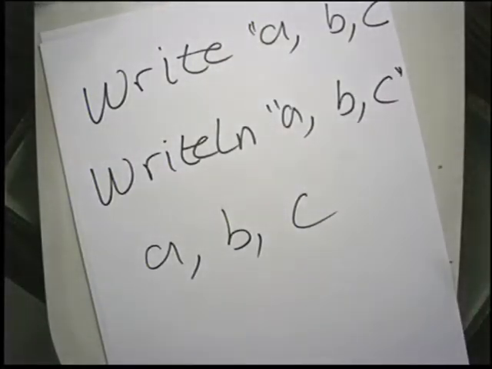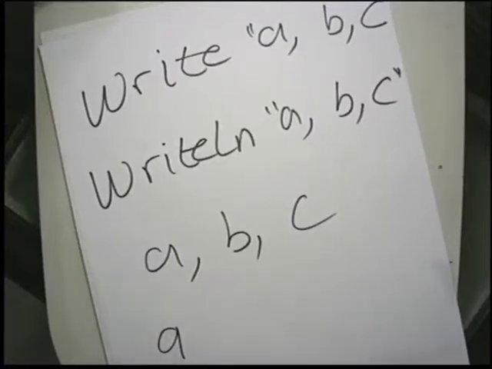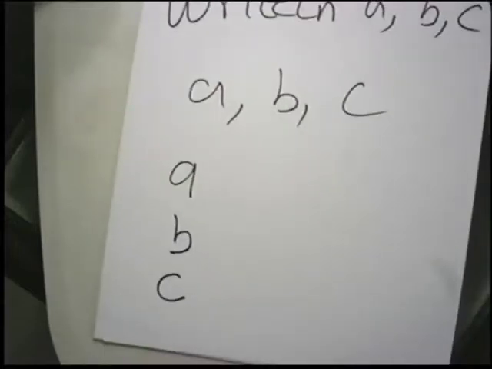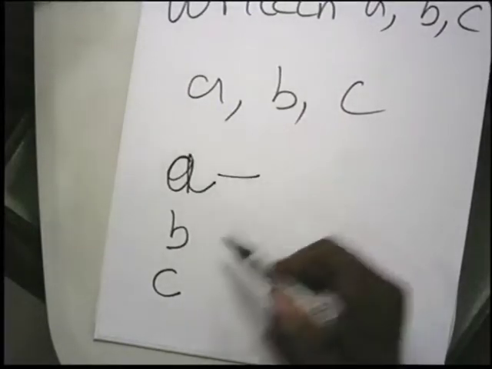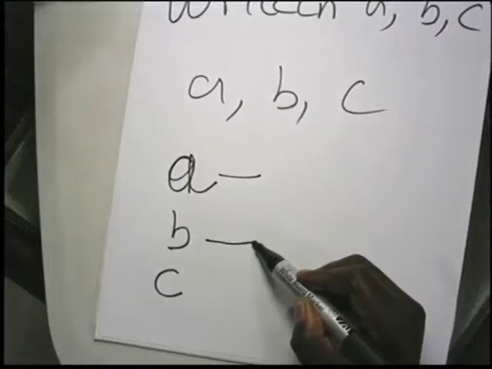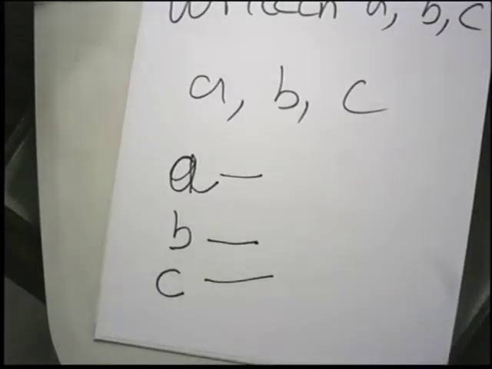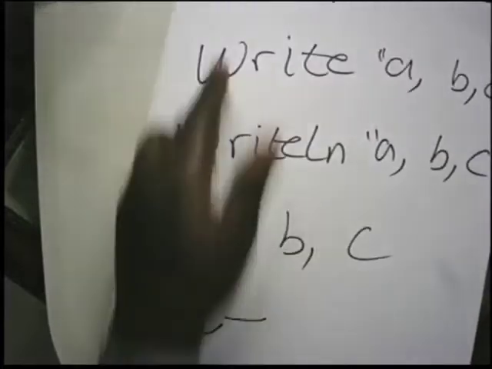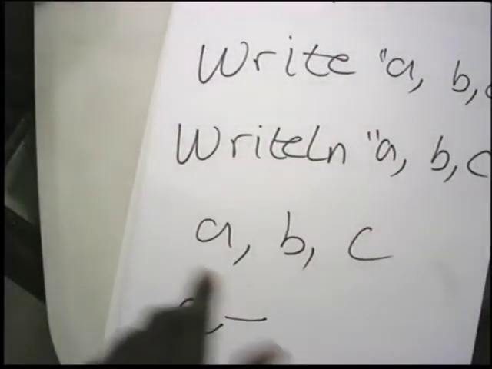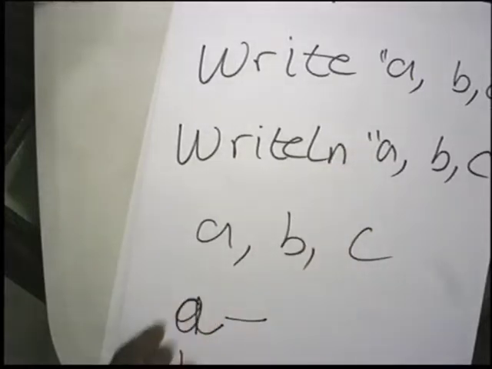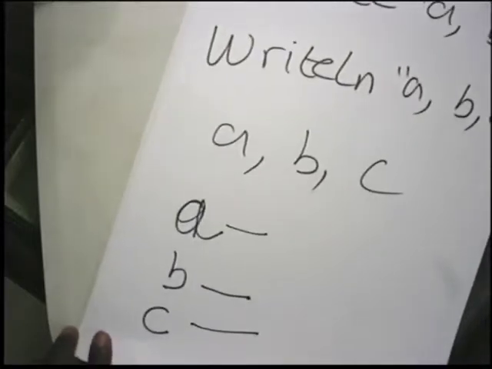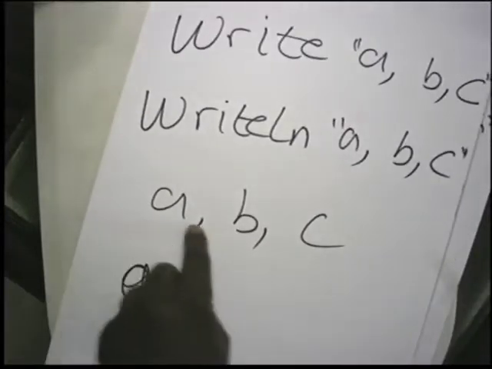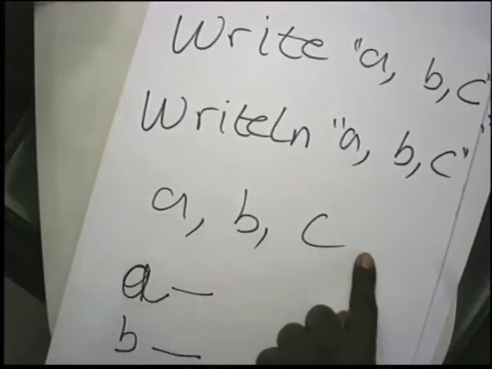But the second one, do you know what the computer is going to write? Write line is going to write like this, A, B, C, in a vertical way. Write line means after writing the first variable, the next variable should come to the next line. So the difference between write and write line is that write line will write your variables in a vertical manner, as you can see, while write will write your variables in a horizontal manner.